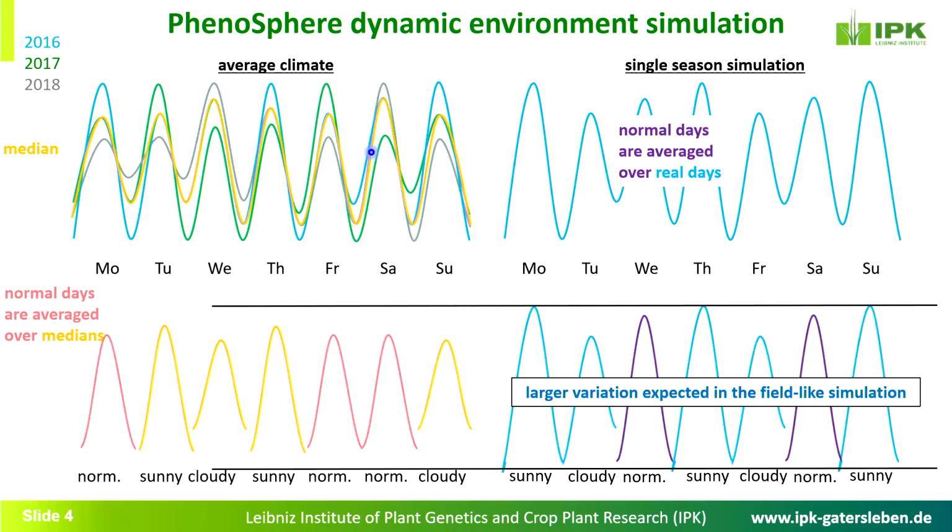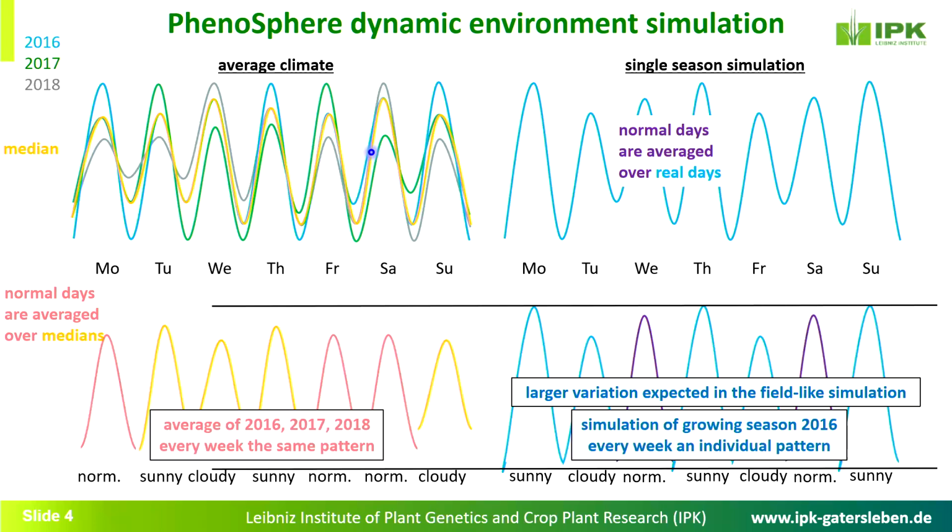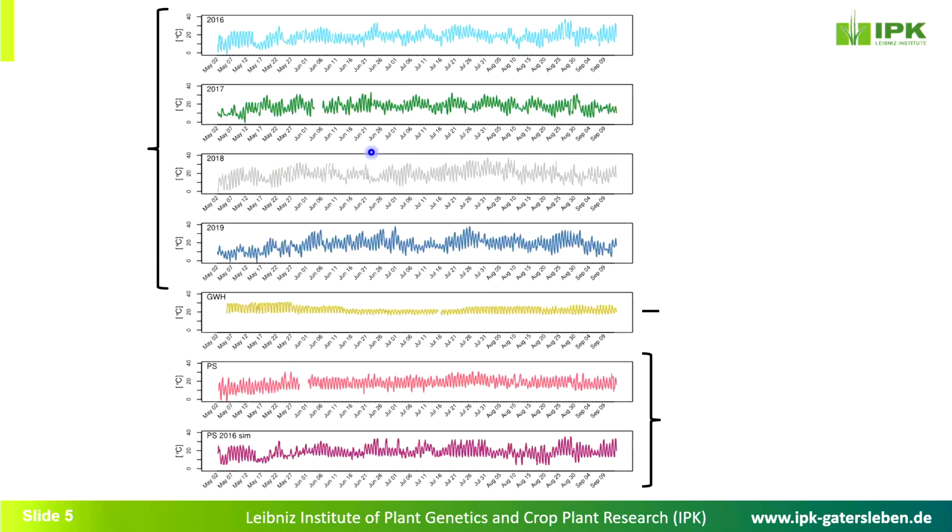And if you just look at the amplitude by using real days and not median days or some average, we would expect a larger variation in the field-like simulation. So for the average climate, just to reiterate, we have the same patterning every week. And for the individual growing season simulation, we have an individual pattern and frequency for each individual simulation.